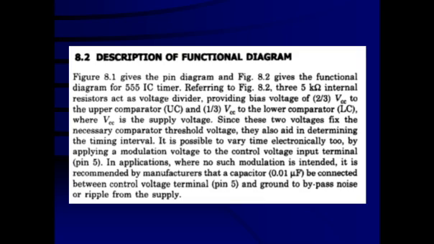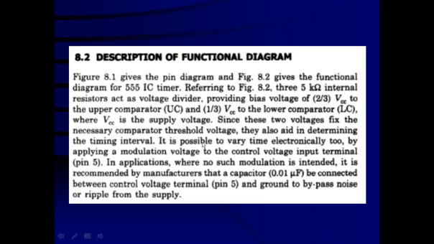divider circuit, and because of these three 5K resistors, this IC is called the 555 timer. We see that the resistors act as a voltage divider, providing a voltage of 2 by 3 VCC to the upper comparator and 1 by 3 VCC to the lower comparator as the reference voltage, where VCC is the supply voltage. Since these two voltages fix the necessary comparator threshold voltage, they also aid in determining the timing interval.